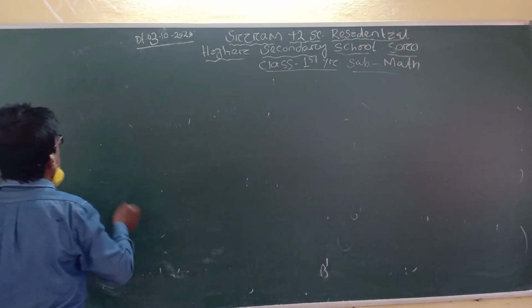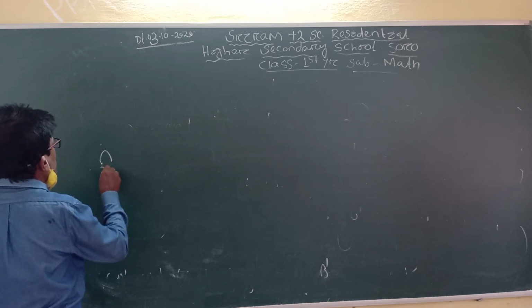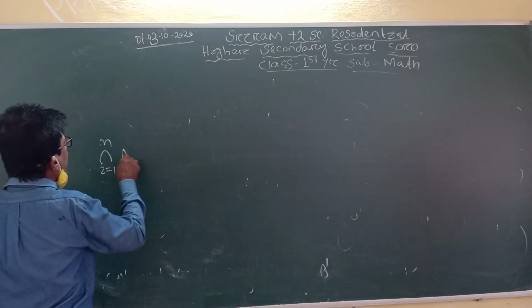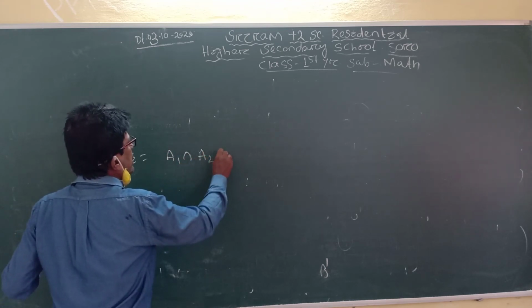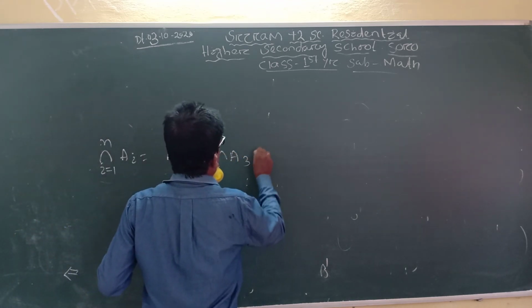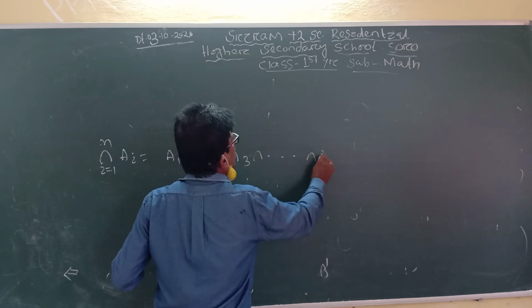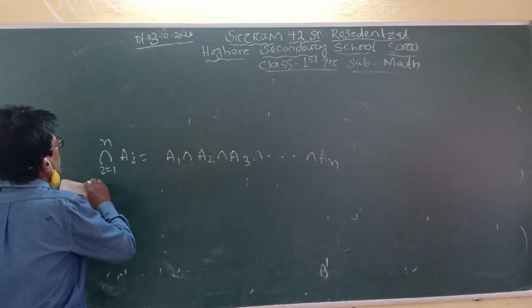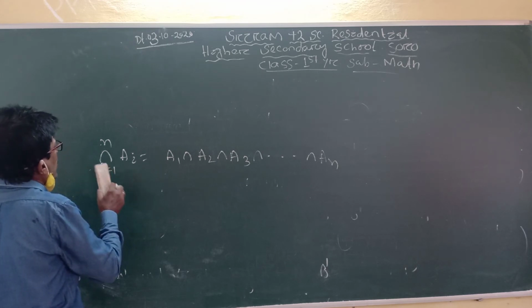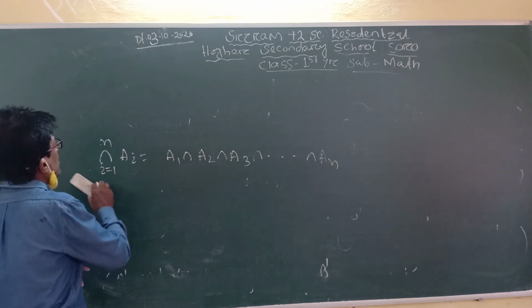Similarly, you have faced that type of symbol for intersection also: intersection of Ai from i=1 to n. You also write A1 intersection A2 intersection A3 intersection up to intersection An. The same symbol that we used in union, we also use in intersection.